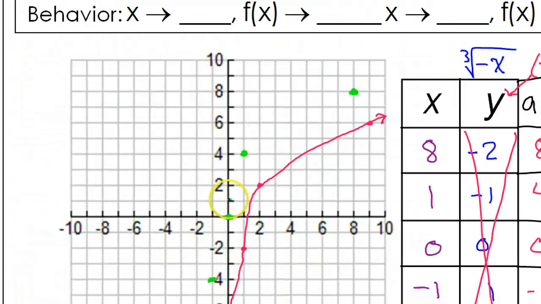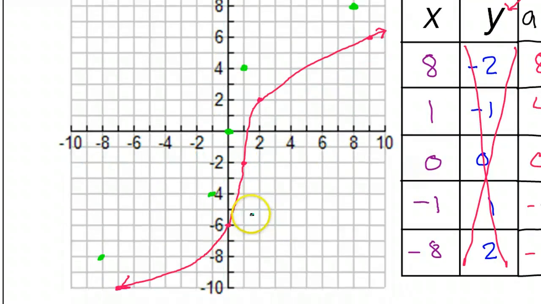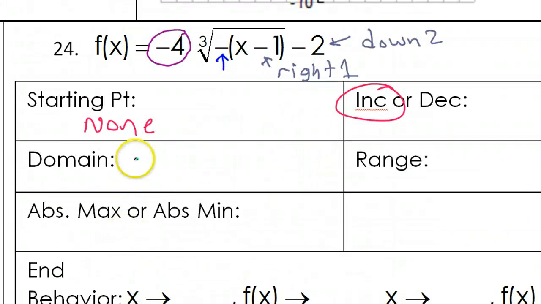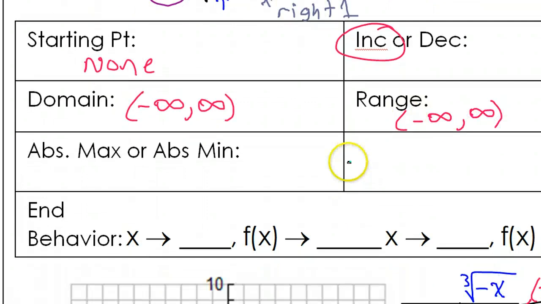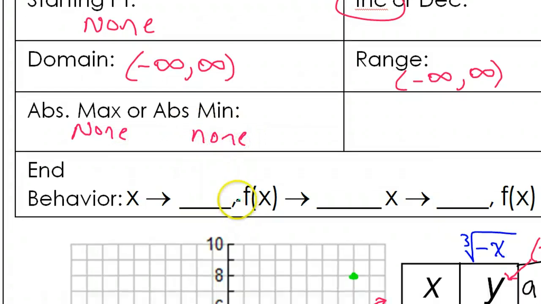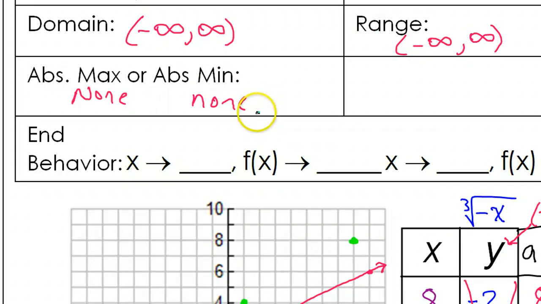The domain. Well, for these cube root functions, the domain and range will always be -infinity to +infinity. Because they go left forever, right forever, down forever, and up forever. That's a lot of forever. So domain is -infinity to +infinity. And the range is also -infinity to +infinity. Is there an absolute max or an absolute min? No. It goes forever in all directions, so there's no limit.